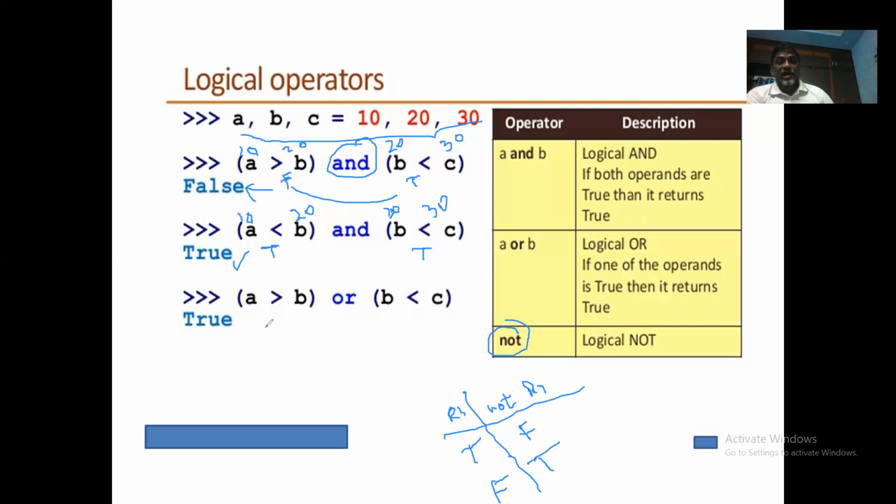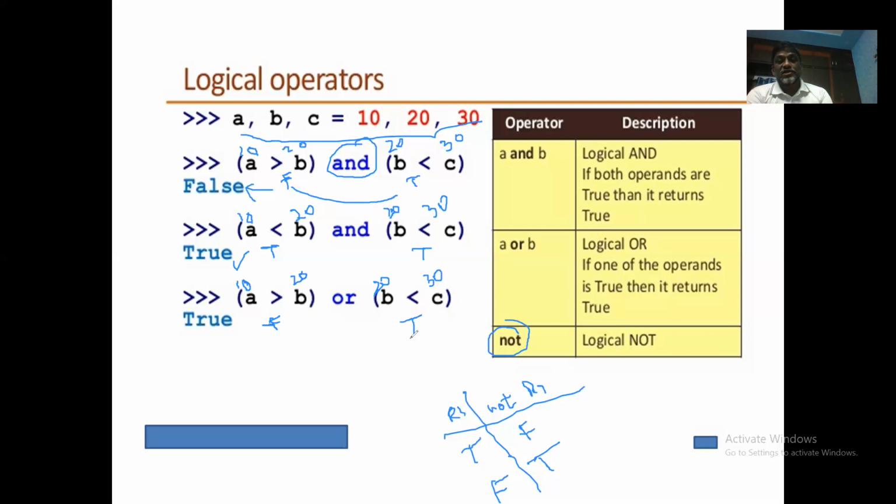And the last example is the logical OR operation. A greater than B: this is 10 and this is 20. A greater than B is false. 10 is not greater than 20, therefore it is going to be false. And here, B less than C. B is 20 and C is 30. So this is definitely true. 20 is less than 30 returns true.